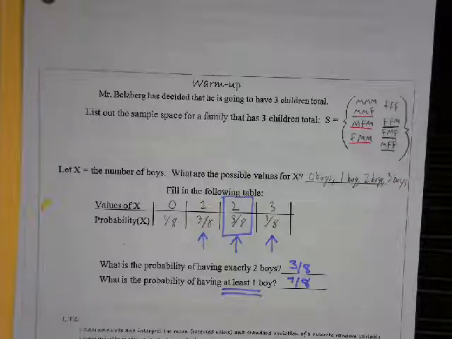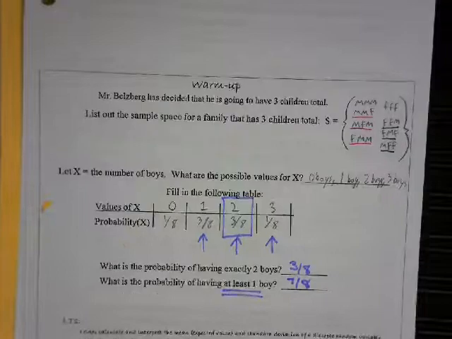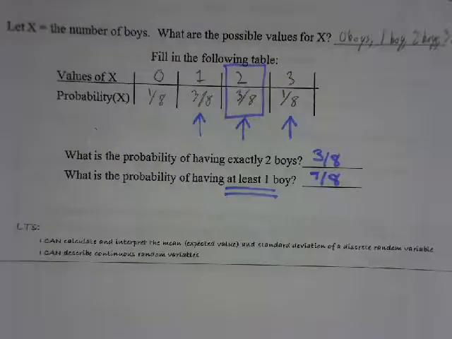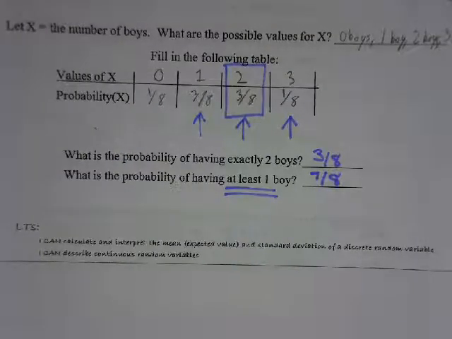No? All right. So we're going to be talking about, down at the bottom, I have our learning targets. We're going to be looking at mean and standard deviation for discrete variables. We're going to talk about what a discrete variable is and what a continuous variable is.